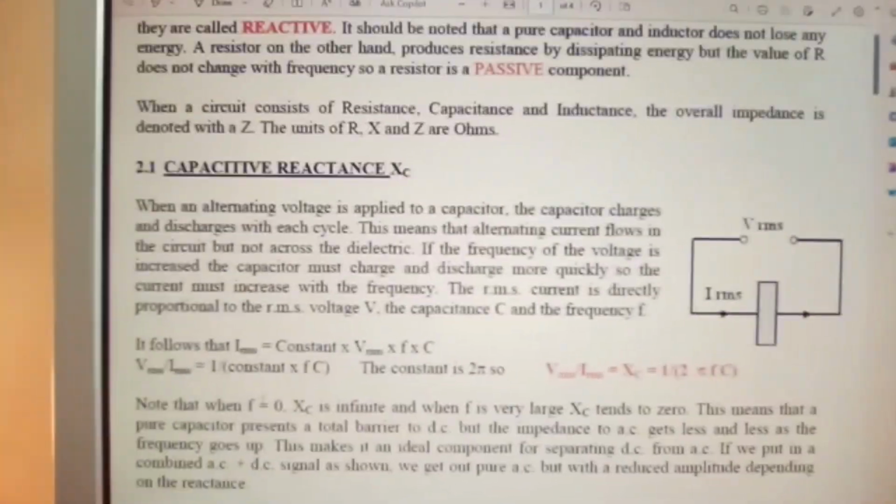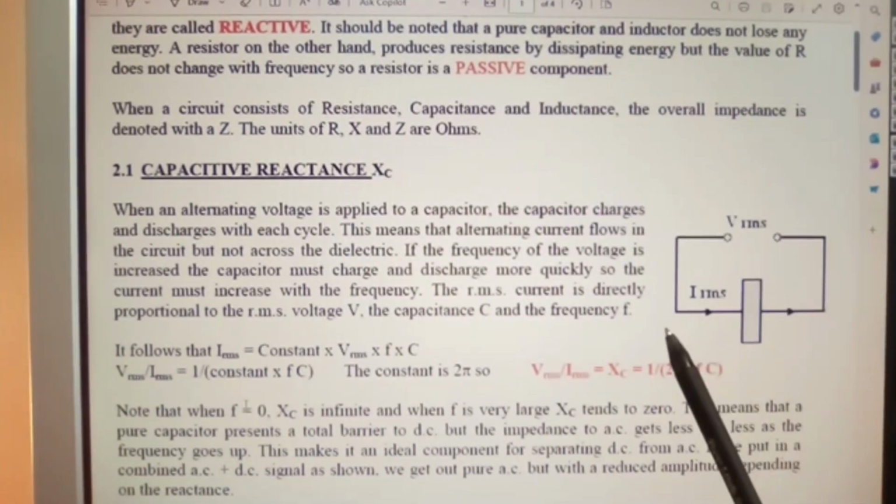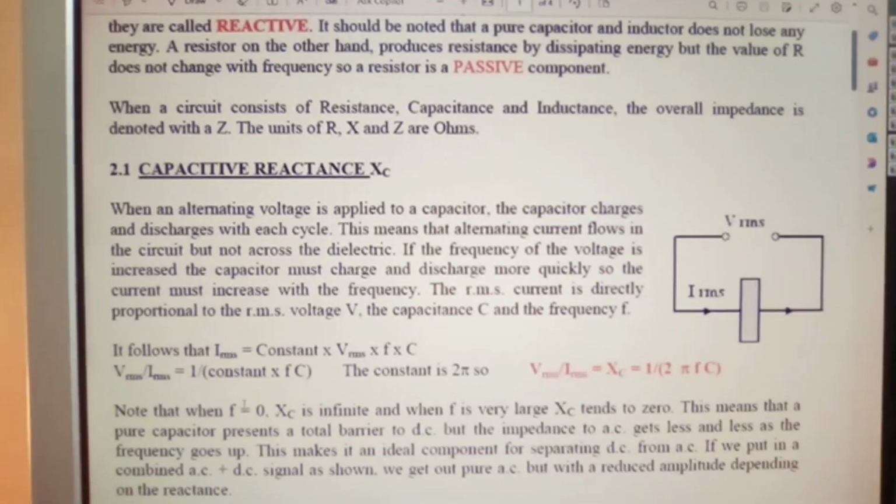Now again, draw these little diagrams out, and this is just to give you an illustration only. Okay?